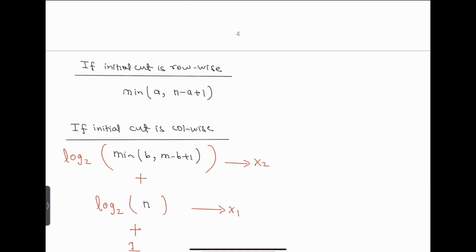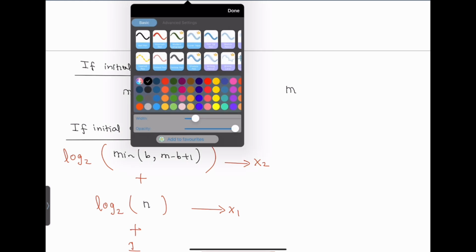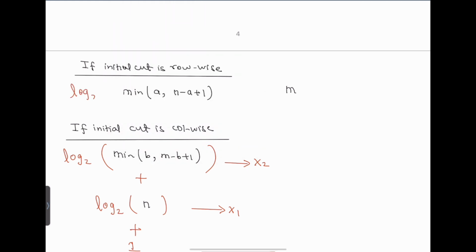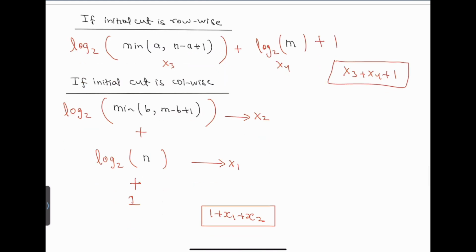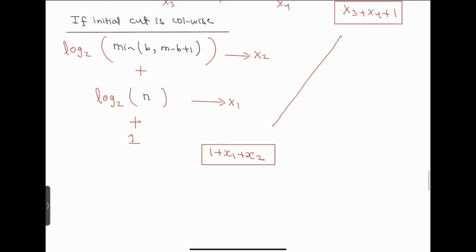Well, if the initial cut is row wise, we will be having m columns, right? Now again, we have to take log base 2 of this, because the columns are going to be halved every time, and we also have to take log base 2 of this. And finally, you need to add 1, because making a cut is an operation, okay? So you can call this x3, and this x4. So here the answer would be x3 plus x4 plus 1, right? Well, you can output the minimum of these two values, and the minimum of these two values is going to be our answer, okay?